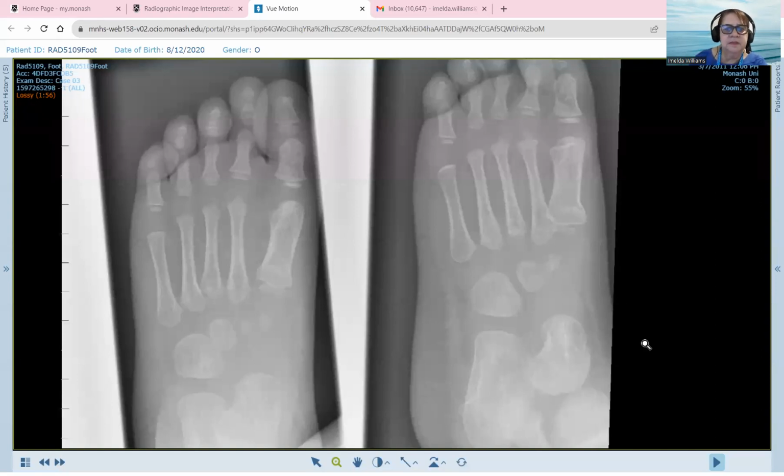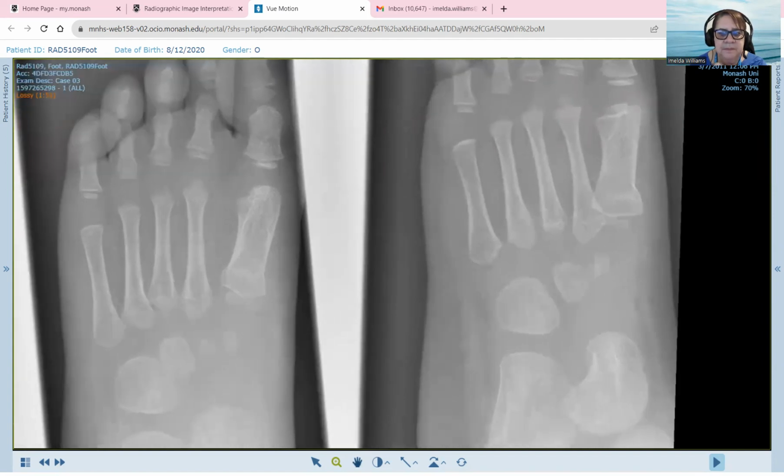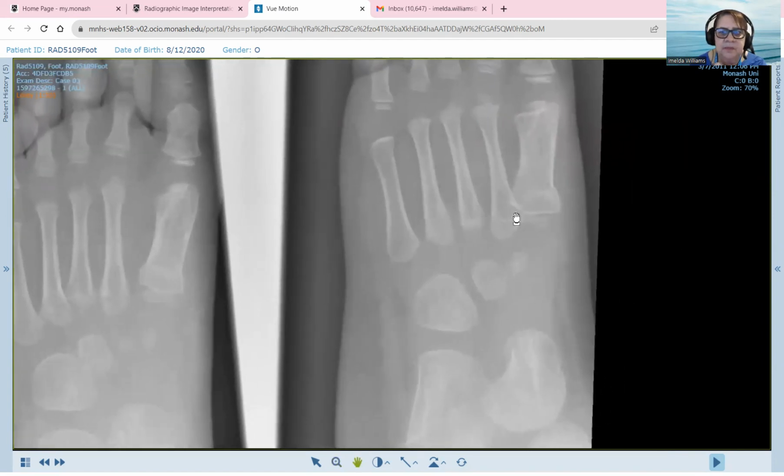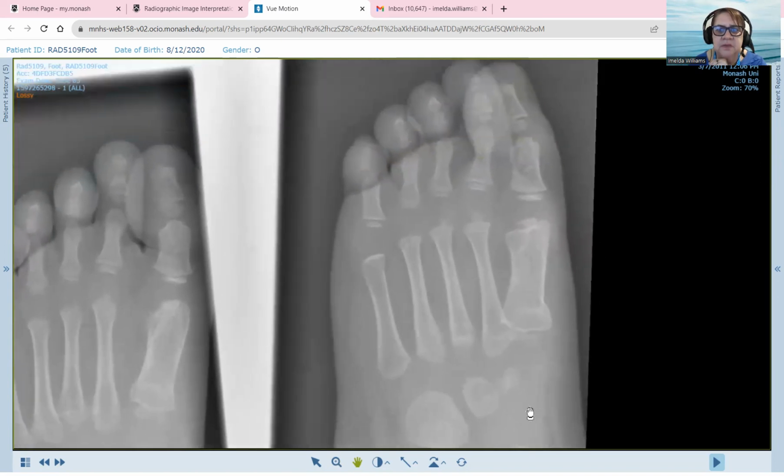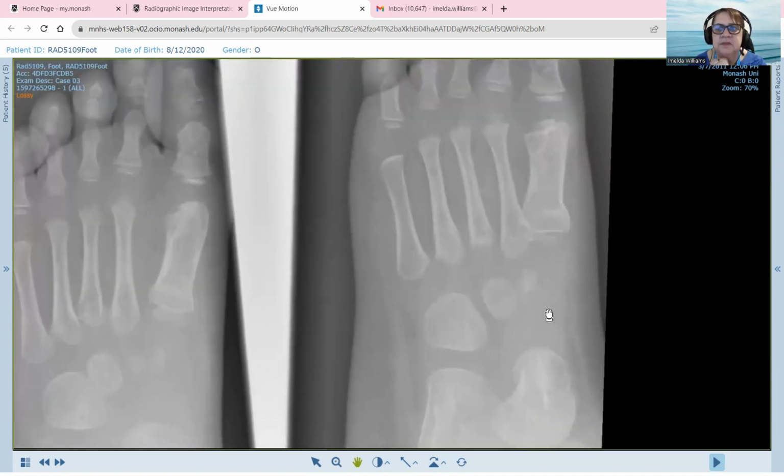So the next case is that of a toddler who had an injury to the foot after a fall. So if we just zoom in here again, we're able to see that there is a buckle fracture at the base of the first metatarsal, and that is the only visible injury on this patient.